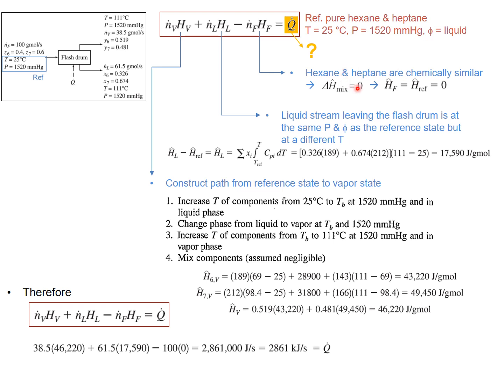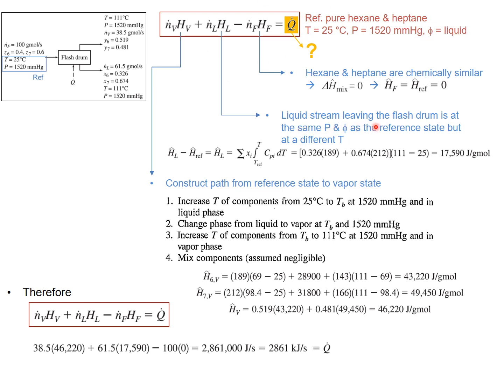And the enthalpy of mixing of hexane and heptane is 0 because they look similar to each other. So the enthalpy of feed is going to be the enthalpy of reference without any mixing enthalpy, which is going to 0. The third term is 0. And let's go to the second term. This is liquid phase, and the reference phase is liquid phase, so you don't need to think about the phase change.